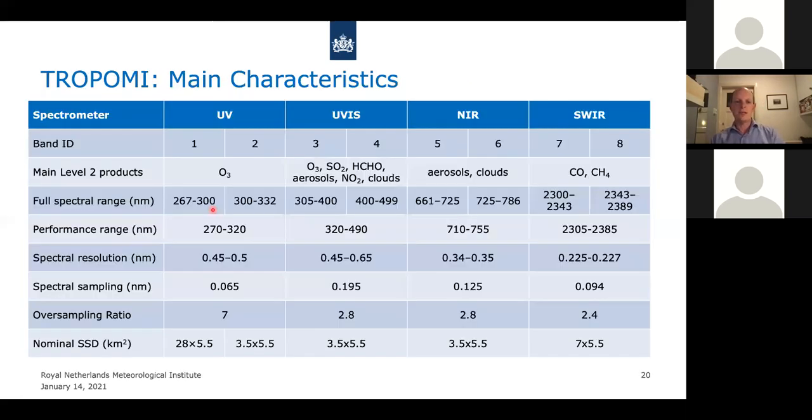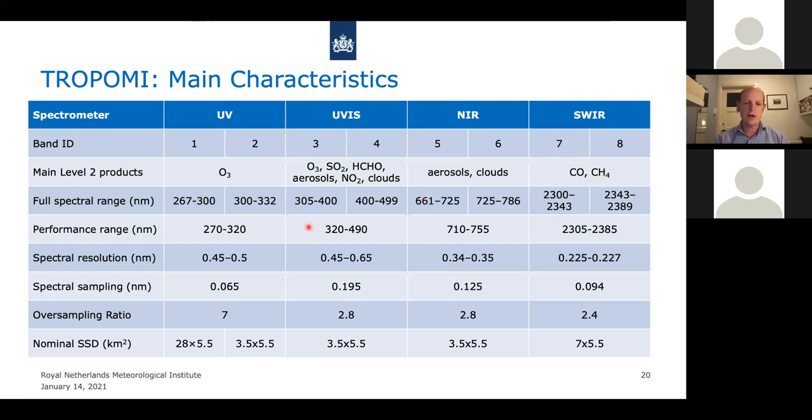So we have these 4 spectrometers. Again, you see them here: the UV, the UVIS, the NIR, and the SWIR. And then they are electronically split each into 2 bands. So in total, we have 8 bands. And as you can see, these bands are spectrally chosen to cover certain species. The UV is mostly the ozone, and then the UVIS covers a wide range of data products. In the near infrared, it's mostly aerosols and clouds that we're targeting. In the shortwave infrared, we have CO and methane.